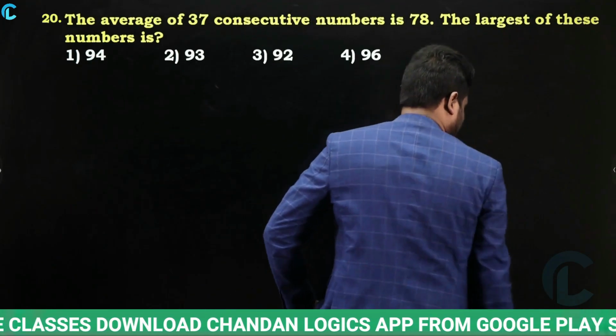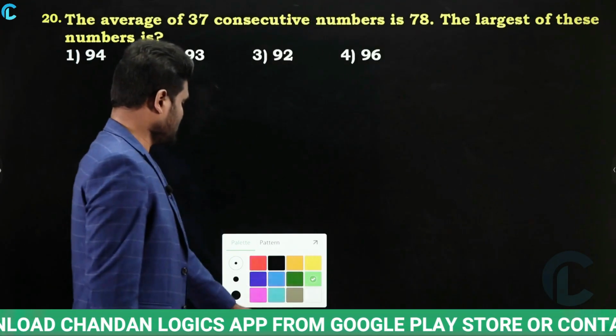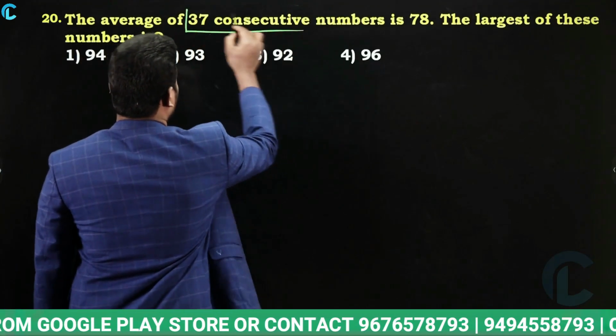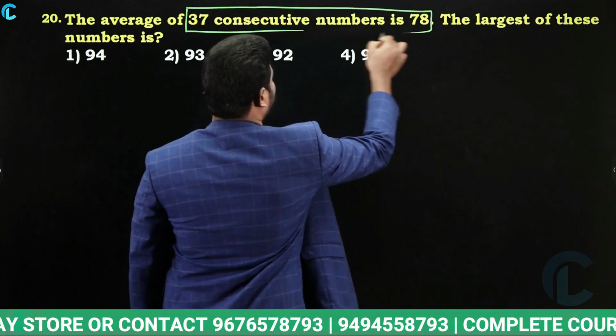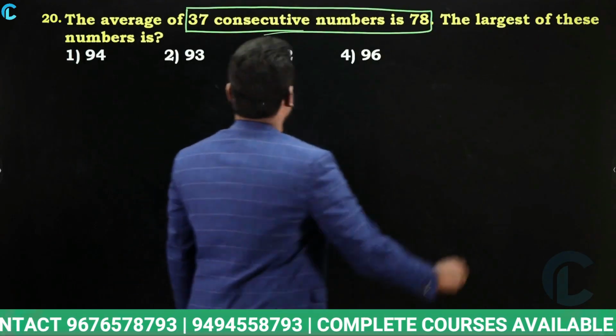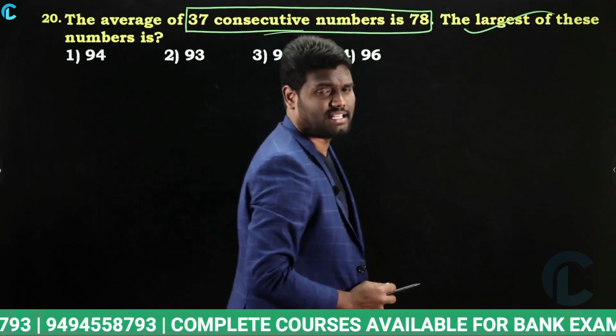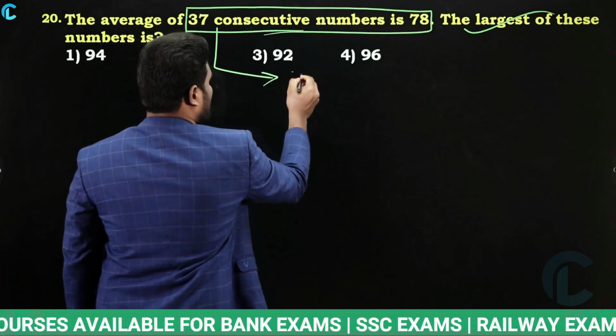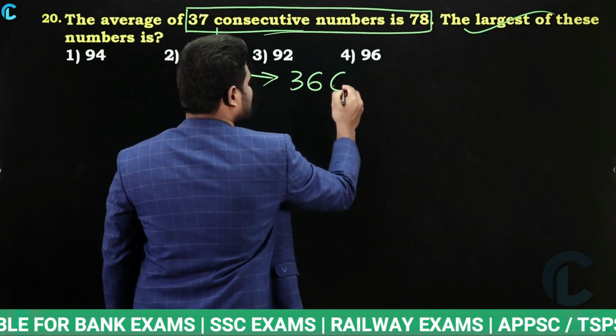Okay, let us look at the next question. The average of 37 consecutive numbers is 78. We are asked to find the largest number. Very simple. 37 numbers means how many gaps? Gaps is nothing but 36 gaps.